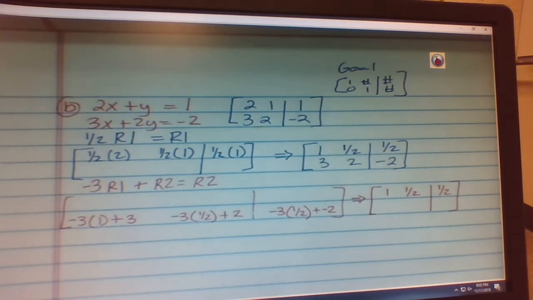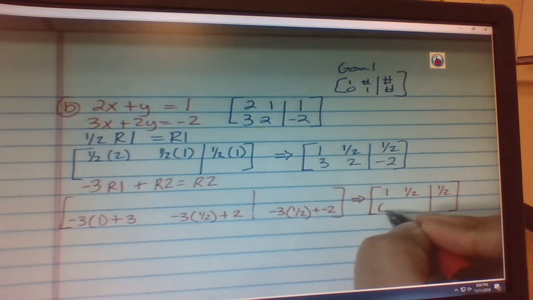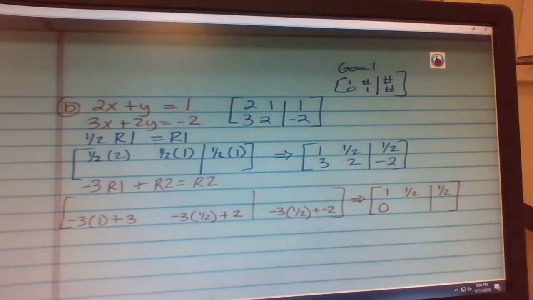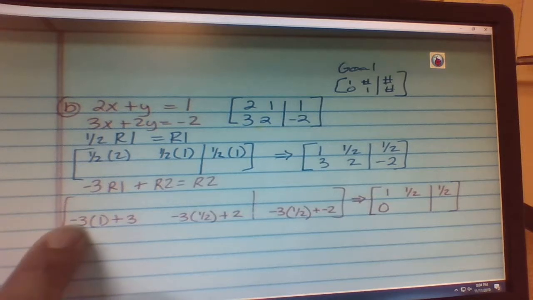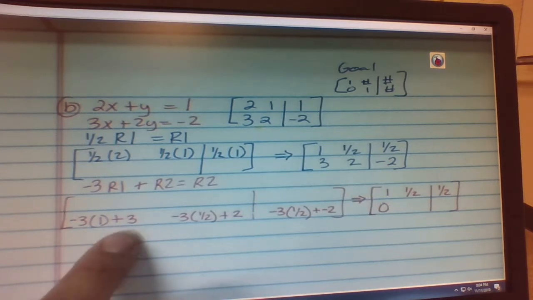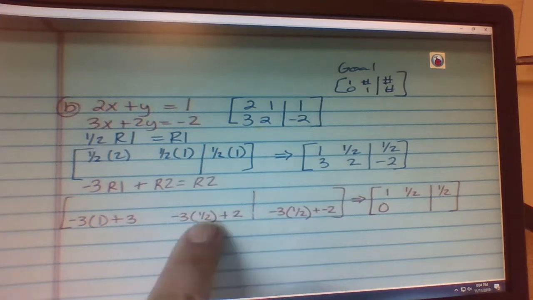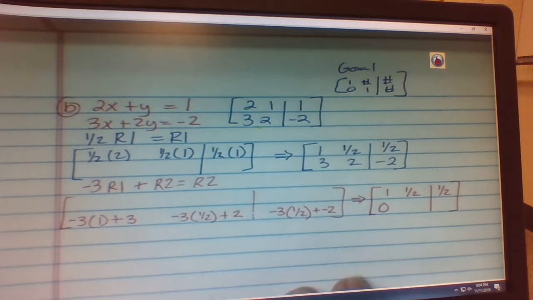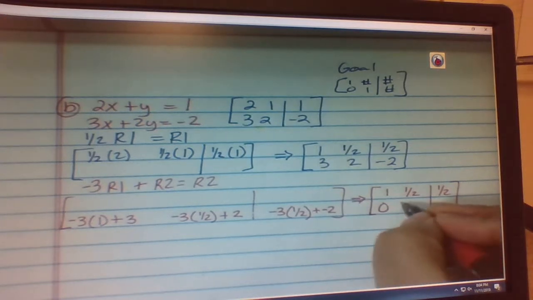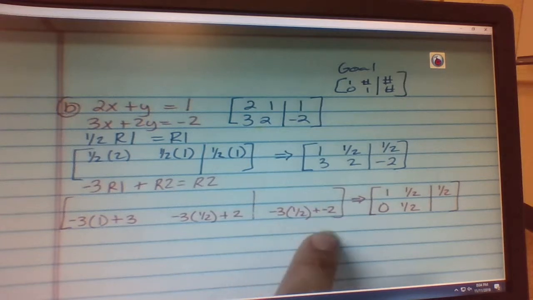Now, what's -3 times 1 plus 3? You just type it into your calculator like that. My recommendation is to keep the numbers as fractions. So you type -3 parentheses 1 close parentheses plus 3, boom, 0. Now type this into the calculator: -3 parentheses 1 divided by 2 close parentheses plus 2. It's going to give you a decimal. You go to math, enter, and it changes it to a fraction for you, which is 1/2. -3 times 1/2 plus a -2. Math, enter.